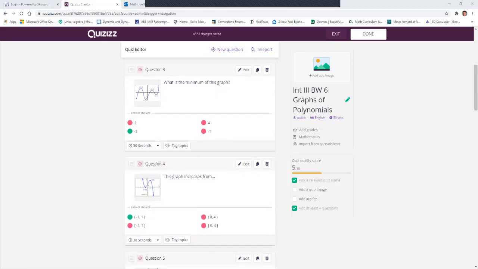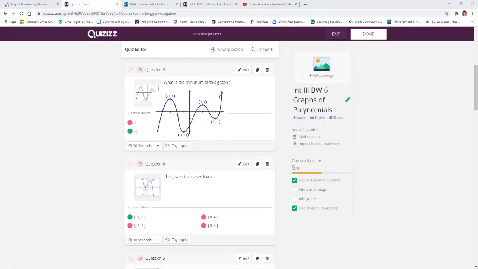If you look at problem number 3, what is the minimum? Well, it's the same thing. If you look at the tail on the left, it tells me that this graph technically goes forever, and therefore there is no minimum value. However, if you look at the points that are marked, the lowest point on the graph, the y value is -3. So -3 is the lowest marked point on this graph.